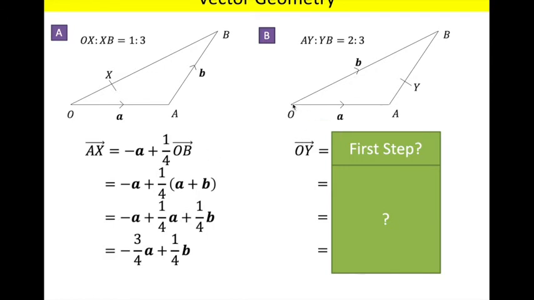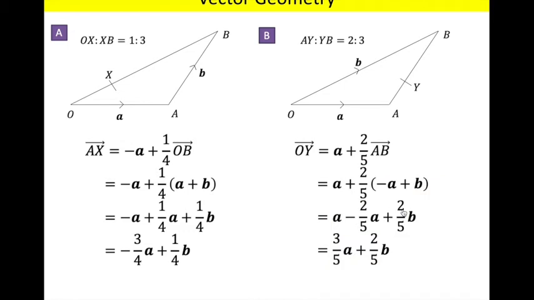Vector OY is equal to vector A plus this segment here. AY is 2 over 5 of vector AB. Right? And vector AB is equal to negative vector A plus vector B. And then you simplify to get this final answer. Okay, nothing difficult, very straightforward.